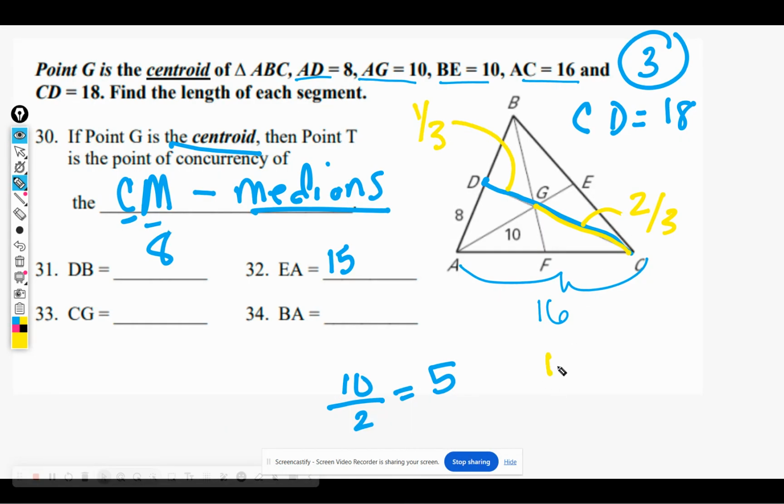So I'm going to take 18 and divide it by 3, so I can get 3 equal parts. 18 divided by 3 equals 6. Now it's asking us to find CG. If I'm finding CG, I know CG is 2 parts. So 6 times 2 is going to give me 12. So CG is equal to 12. All right. Now BA, I know you can find that on your own. So I'm going to let you find that one.